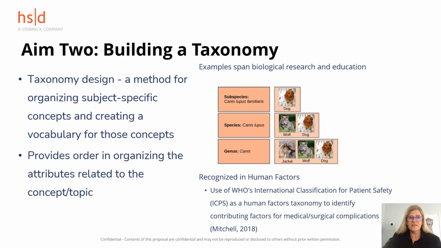So specifically talking about AIM 2, our goal is to build a taxonomy using RLDs and use-related risks as a backbone for determining design differences that matter in comparative human factors use. This approach is appropriate because it's been widely used in biologic research, education, and it has been previously applied in the medical field.